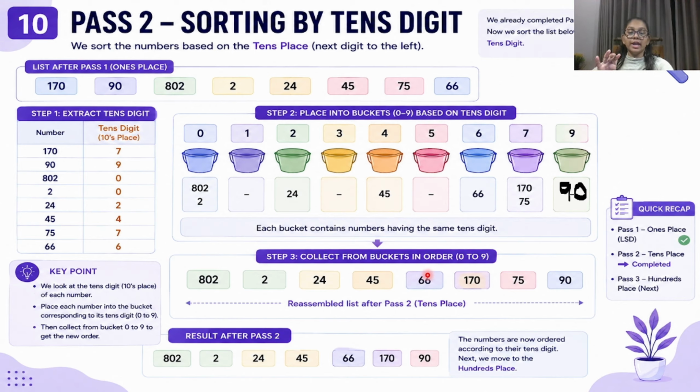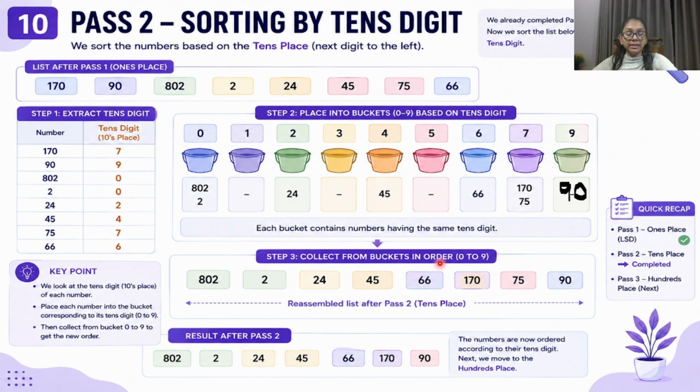Bucket 0, 802 and 2. Bucket 2, 24. Bucket 4, 45. Bucket 6, 66. Bucket 7, 170 and 75. Bucket 9, 90. Now we collect everything from bucket 0 to bucket 9. We get 802, 2, 24, 45, 66, 170, 75 and 90.